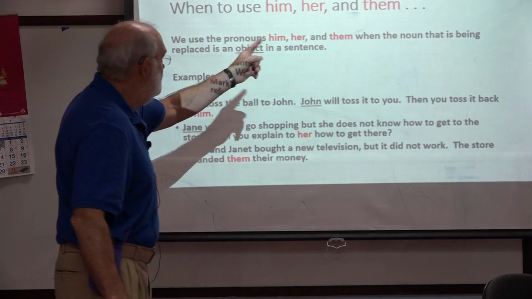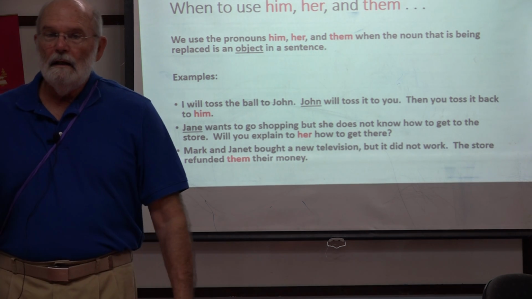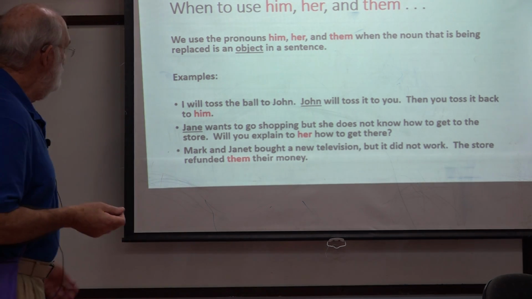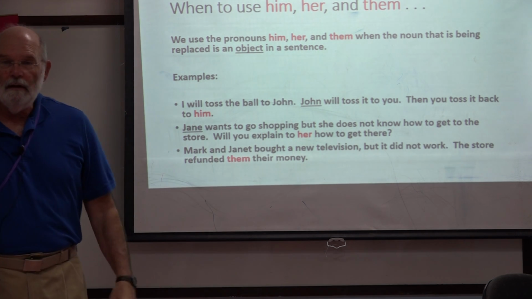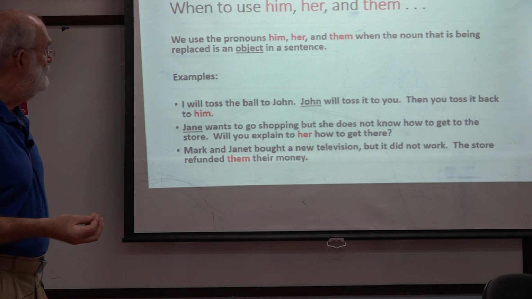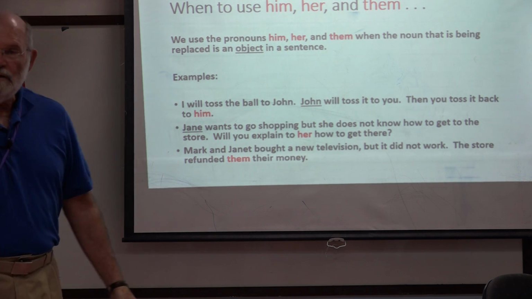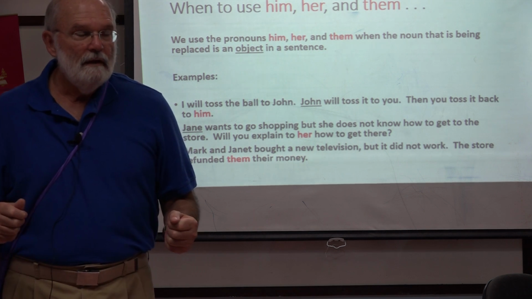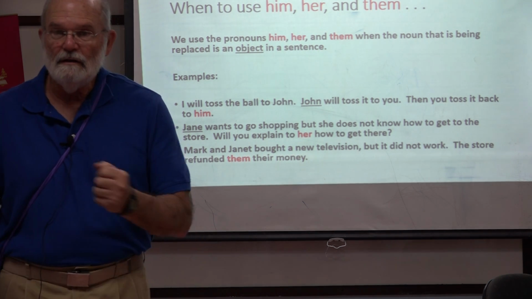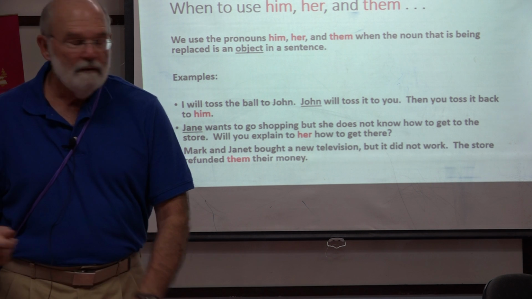Now, when would we use him, her, and them? Well, we use him, her, and them when the pronoun is substituting for an object in a sentence. An object in a sentence is who the action is done to.